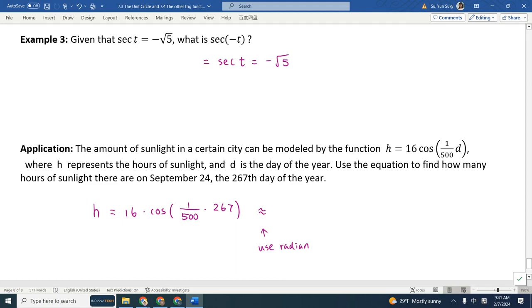Okay. What is your answer? Thank you. So this is the answer. Oh, 772. Thank you. 772. Okay, so that is the answer.